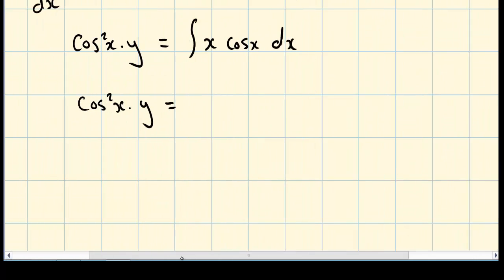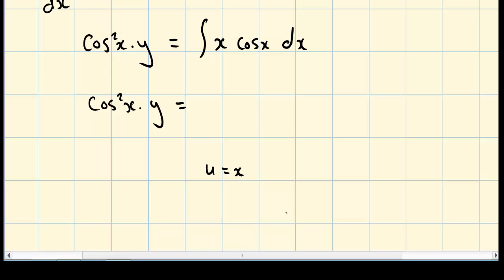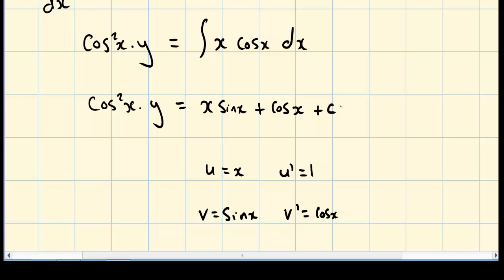Okay, let me just scroll this a little. We're going to let u equal x, v dash equal cos x, so u dash is equal to 1 and v is equal to the integral of cos x, which is simply sin x. So we can now say that cos squared x times y is equal to u times v, which is x sin x. Now it will be minus the integral of u dash v, in other words minus the integral of sin x. Well, the integral of sin x is minus cos x, so I get minus cos x, which of course is plus cos x, and this time I will use a constant of integration, of course, plus c.